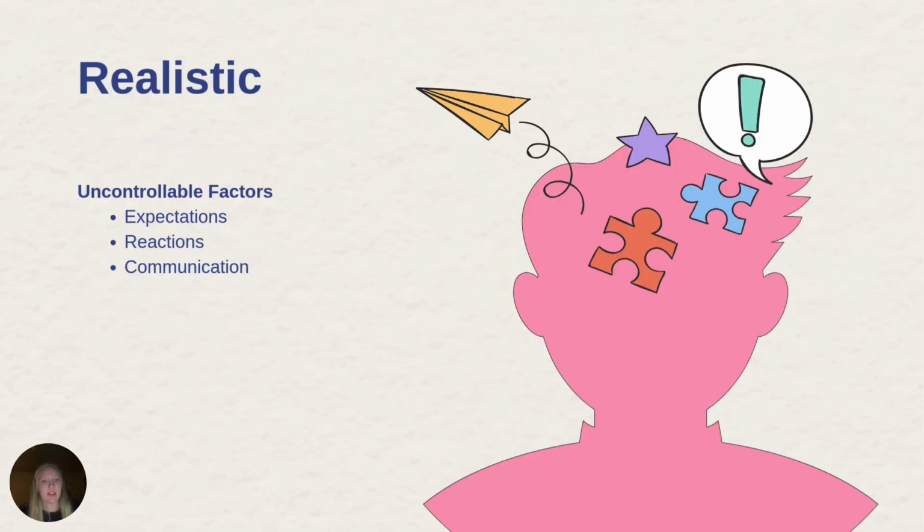This theory is realistic because there's uncontrollable factors within it, including expectations, reactions, and communication. So communication, you can't really go a whole day, or it would be really hard to go a whole day without communicating with anyone. So it's kind of hard to not communicate, and when we communicate, we're likely going to create expectations of the way that someone's going to react back to us.